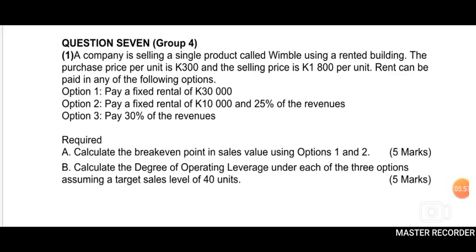Okay, the next section is asking what is the degree of operating leverage under each of the three options, assuming a target sales level of 40 units. Our video is mostly on CVP analysis, but since it's in the question, I can just guide you. Otherwise, our focus is mostly on CVP in this video. So let me at least guide you with the formula and how you work around it.